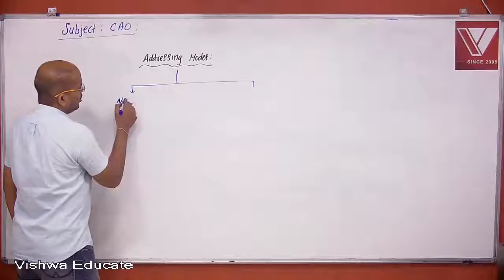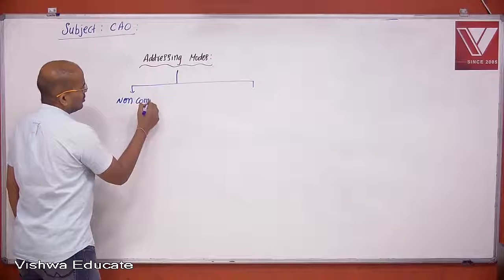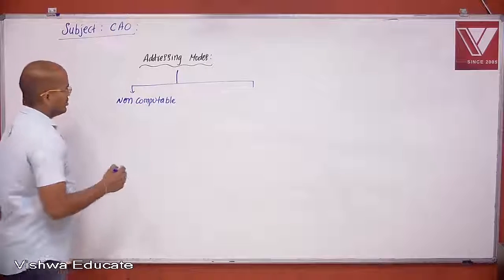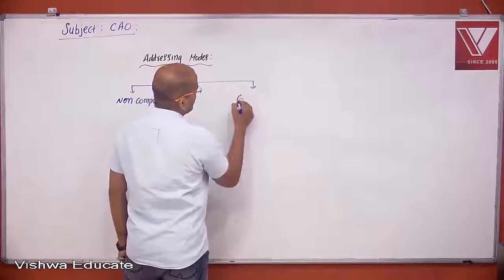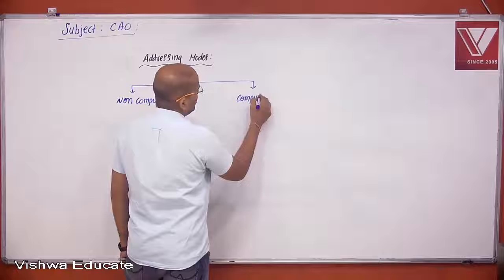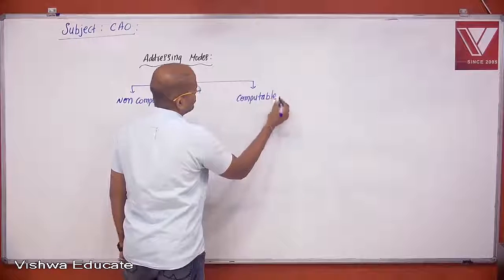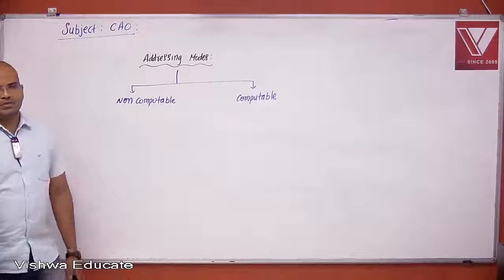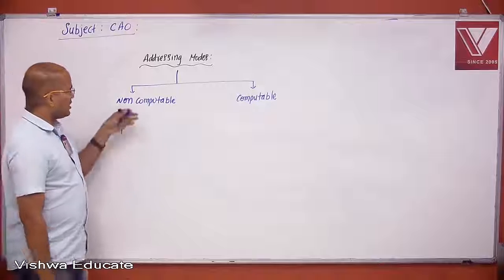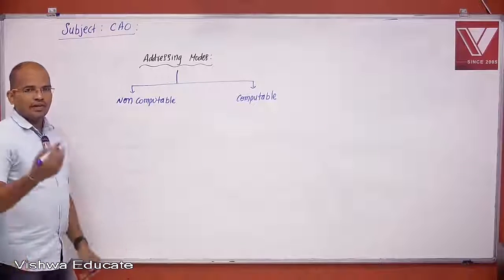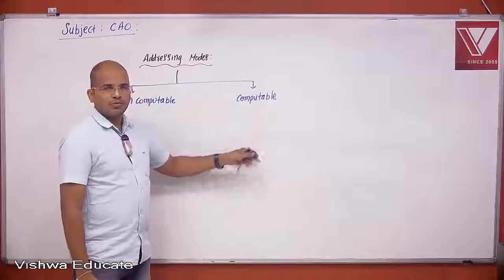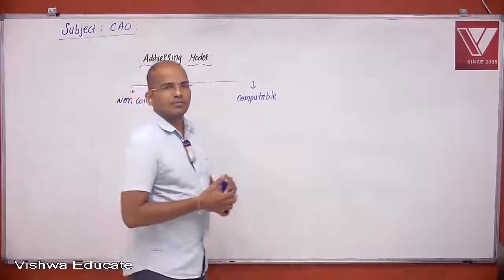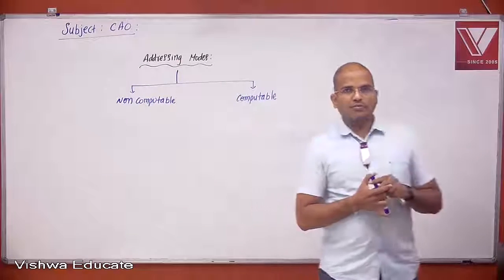First one is called non-computable addressing modes. Second one is called computable addressing modes. So we have categories under non-computable addressing modes and we have categories under computable addressing modes. So what are those categories? We'll see in detail in the next session. Okay, that's for now. Thank you.